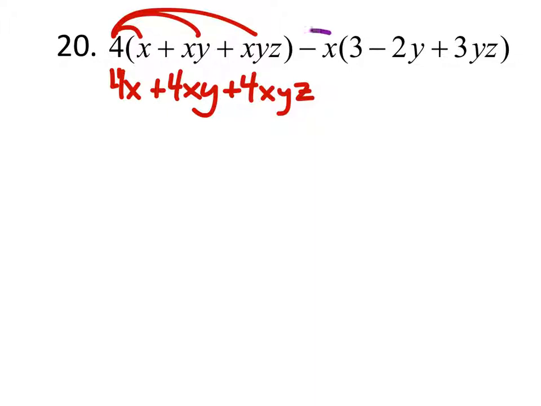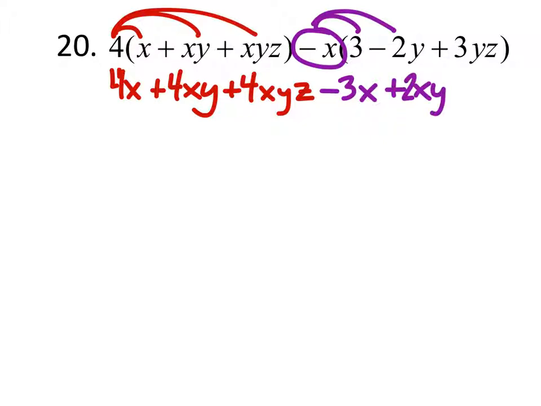But now we stumble on this, again, that would be considered a negative x, which when I distribute, negative x times 3 would give us negative 3x's. Negative x, I'm treating that as a negative 2y. So negative x times negative 2y would be a positive 2xy. And then finally distributing it to the 3yz would make that a negative 3xyz.